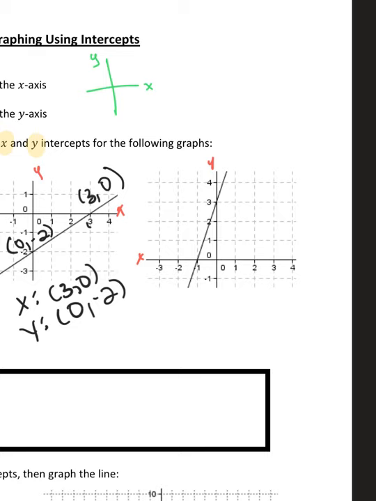So let's look at this final example. And again, we're going to try to find those y and x-intercepts. If I'm following my line across here, and I want to see where my line is crossing that x-axis, and remember that my x-axis is always my horizontal axis, so it goes left to right, okay? I can see that it's crossing right here.